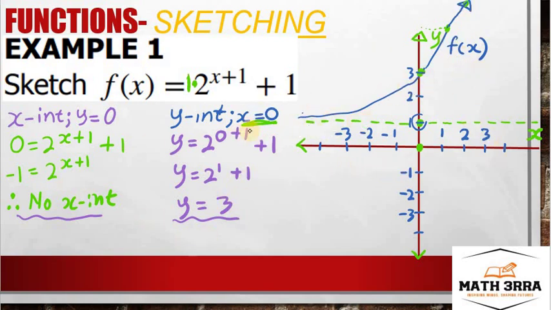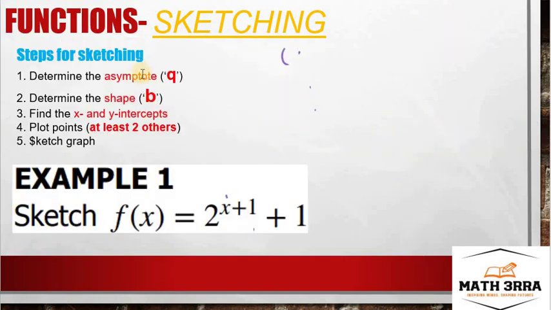That's the shape of the graph we determined. And how did we get there? We were following a series of steps. If you didn't see that video, please go and watch the previous video in this series. It'll put you up to speed. So we determined the asymptote, y = 1. The shape is going to be increasing from left to right, seeing as our b is greater than 1. The x and y intercepts: there's no x-intercept, and y = 3. And at least two other points.